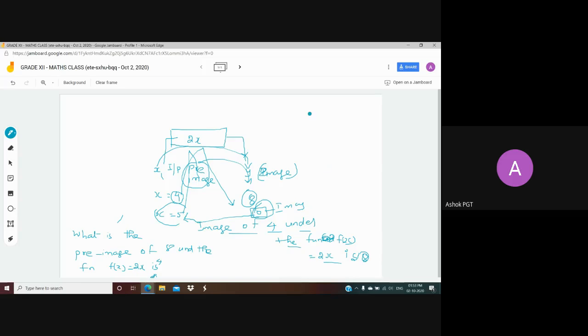The pre-image of 10 under the function f of x equals 2x means they are asking what input is needed to get this output 10. This is the output, right? They are asking for the pre-image. Pre-image means what input should be given to get this output. Here the answer is 5. So input is called the pre-image, output is called the image. These are two technical terms that we come across in this function concept. This is just an introduction. Next, we will move on to the concept of the one-one function.